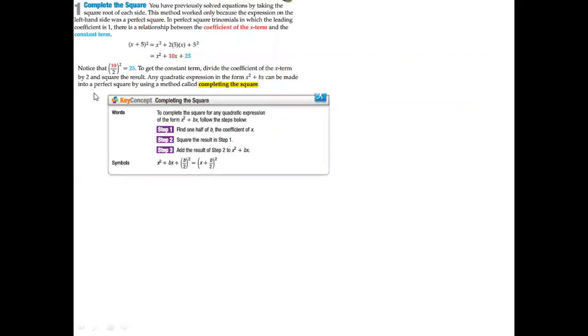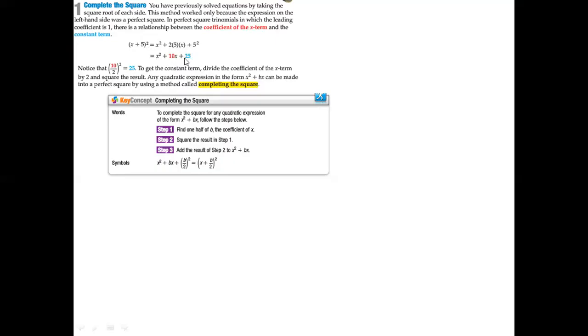So you have previously solved equations by taking the square root of each side. Now this method worked only because the expression on the left-hand side was a perfect square. In perfect square trinomials, in which the leading coefficient is 1, there is a relationship between the coefficient of the x term and the constant term. So if you have a perfect square trinomial, x plus 5 quantity squared, and you FOIL it out, you would get x squared plus 2 times 5x plus 5 squared, or x squared plus 10x plus 25.